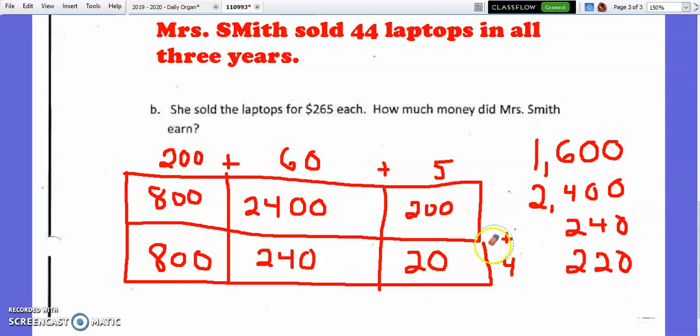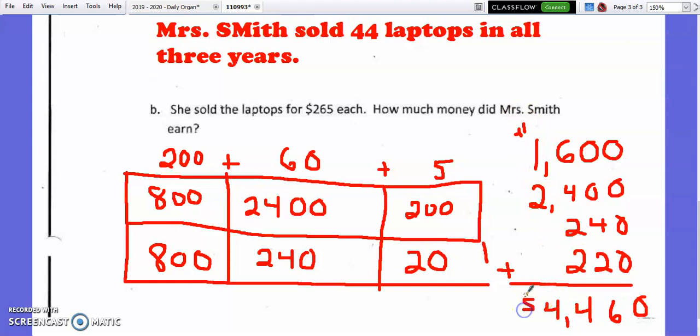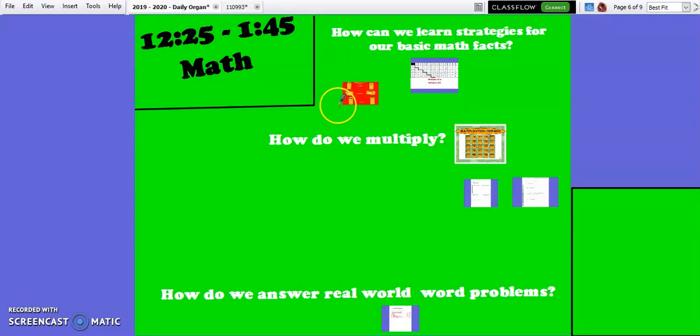Now my focus is only on adding. All zeros in my ones. 4 and 2 is 6. 4 and 2 is 6, plus 6 more is 12, plus 2 more is 14. Carry my 1. 2, 3, 4. Mrs. Smith, when I go back to the W, earned $4,460. I hope this video helped practice these problems in multiplication.